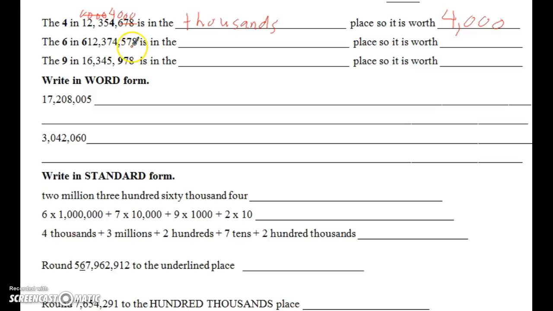The 6, ones, tens, hundreds, thousands, 10,000s, 100,000s, 1,000,000, 10,000,000, 100,000,000s. Probably as big as we will ever go. And that tells me I'm going to have a 6, and I've got 1, 2, 3, 4, 5, 6, 7, 8 zeros after it. And count back 1, 2, 3, comma, 1, 2, 3, comma, 600 million.